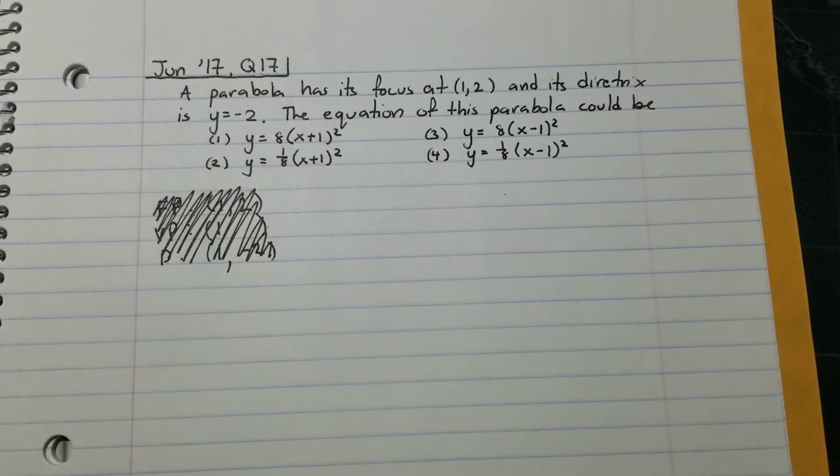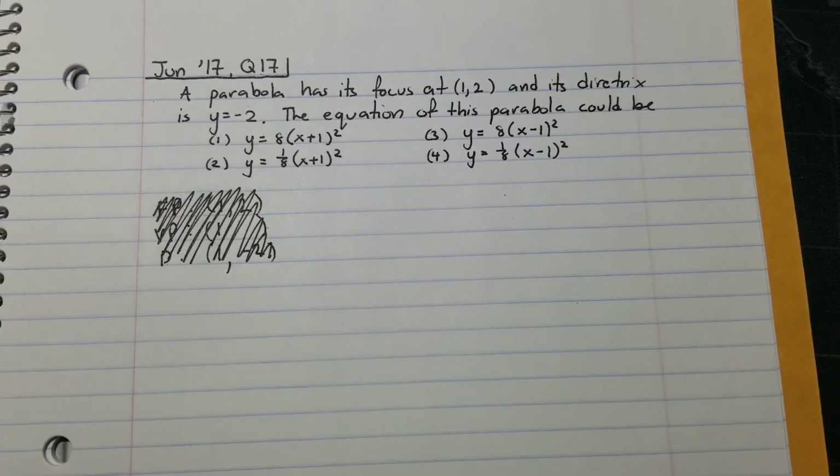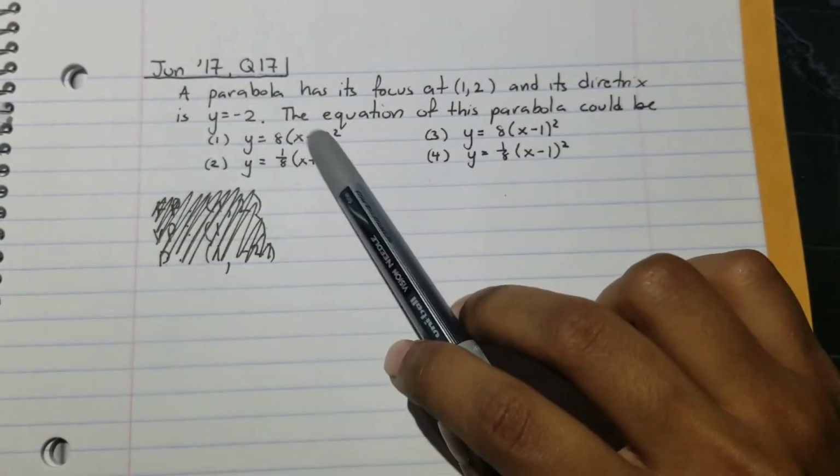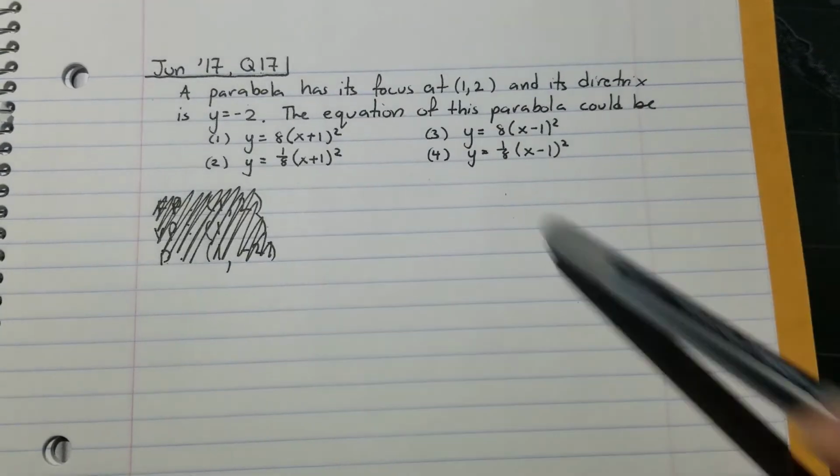So let's take a look at the June 2017 Algebra 2 Regents, question 17. A parabola has its focus at (1, 2) and its directrix at y equals -2. The equation of this parabola could be, and then you have all these choices.